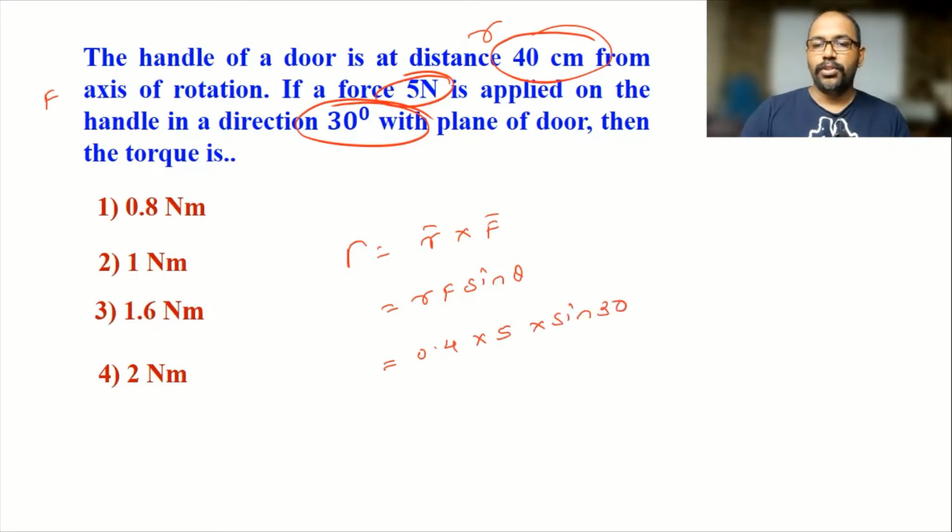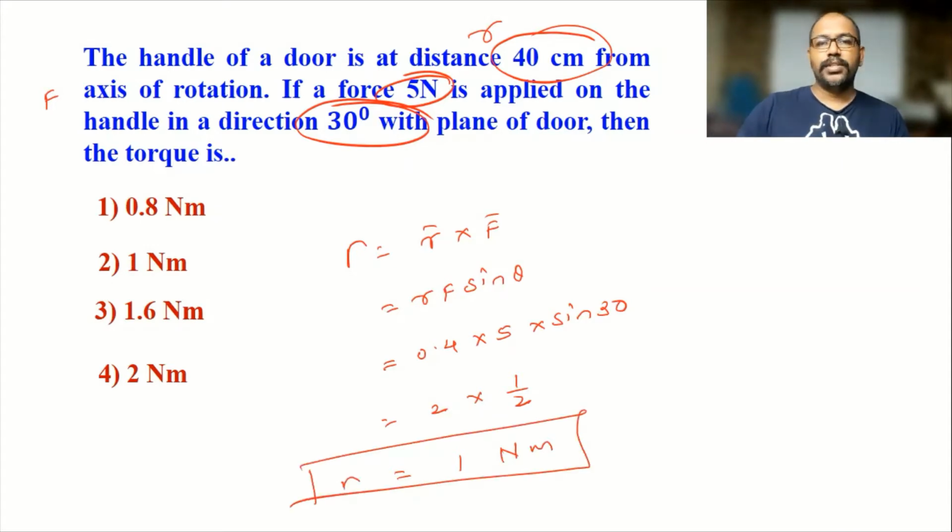So we have to solve this. 0.4 into 5 is 2. 2 into sine 30, which is 1 by 2. So 2 into 1 by 2, obviously it is coming 1. So 1 Newton meter is the torque. So the answer for this question is 1 Newton meter. It is in option 2. Now we have to go for the next question.